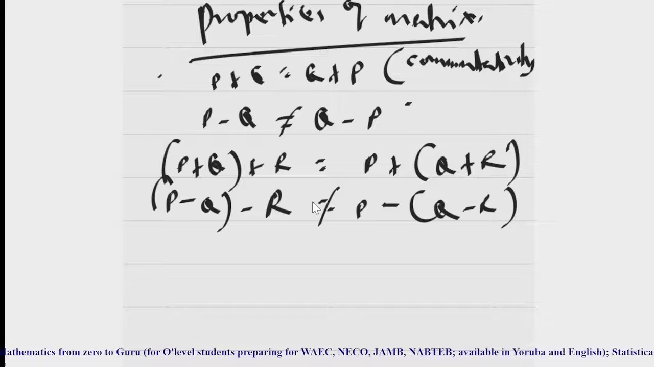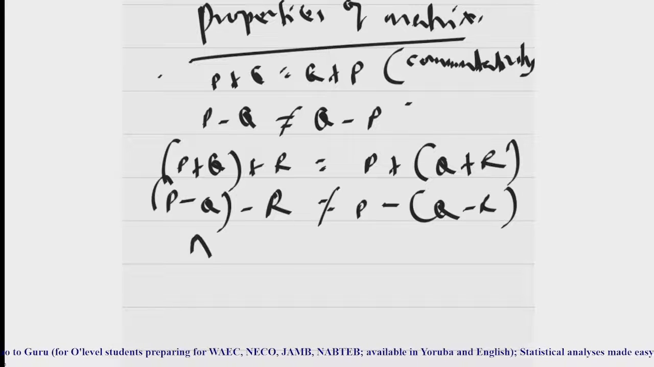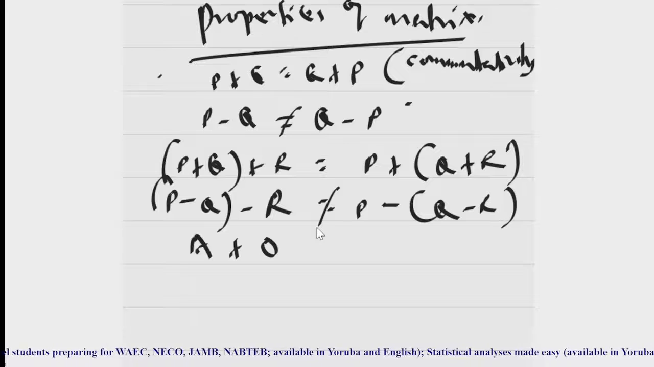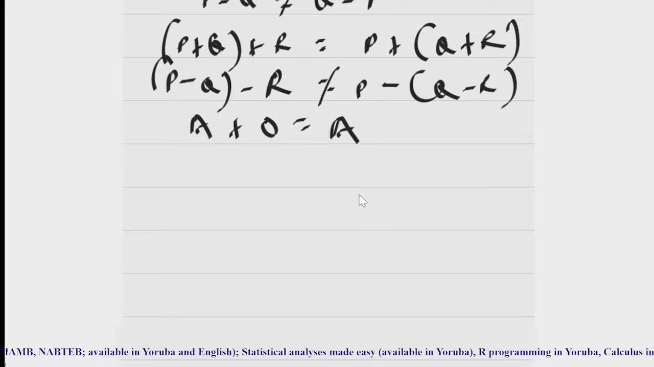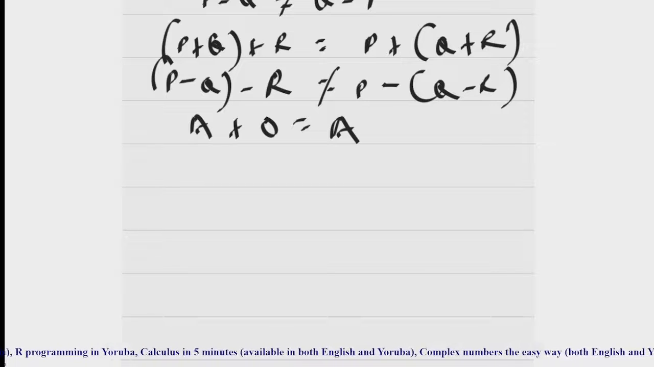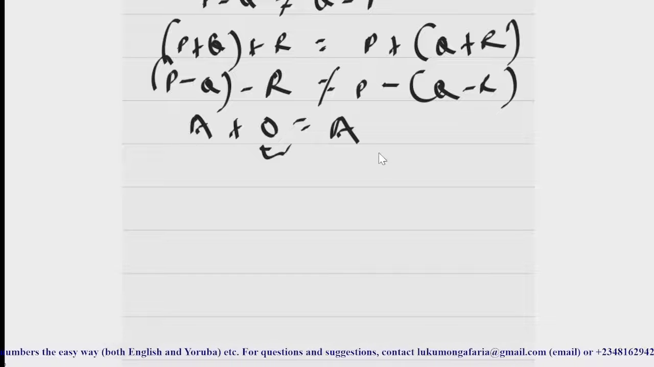Then another thing you must note is that when you have A plus 0, you are still going to have A again, where your 0 is the identity, the 0 matrix. I said in the last video that the identity matrix is like the identity element under matrix multiplication. But the 0 matrix is like the identity element under addition in matrices. When we say identity element, that is, what are you going to add to a matrix that's going to give you that matrix back?